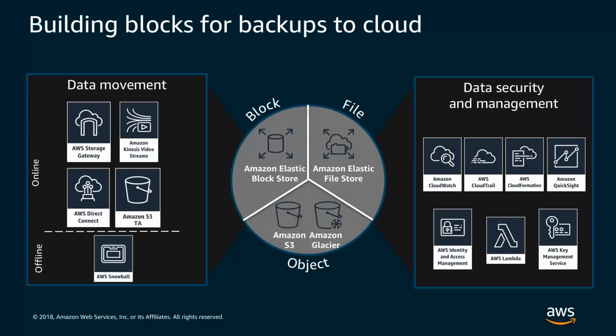AWS supports the widest range of options to move data into or out of the cloud. And this native data mobility capabilities on the very left-hand side here include services such as Direct Connect, Snowball, AWS Storage Gateway, S3 Transfer Acceleration, Kinesis, and CloudFront. And then on the right-hand side, you have a comprehensive data security and management services portfolio for monitoring, security, access management, analytics, and automation services.